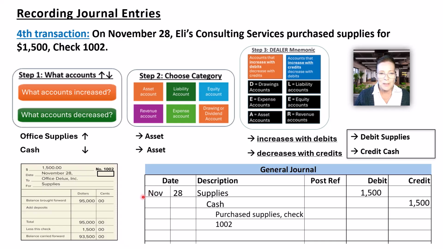To record this business transaction, we write the date into the date column, the account supplies into the description column, and $1,500 into the debit column. We indent slightly on the next line, write cash in the description column, and $1,500 in the credit column.